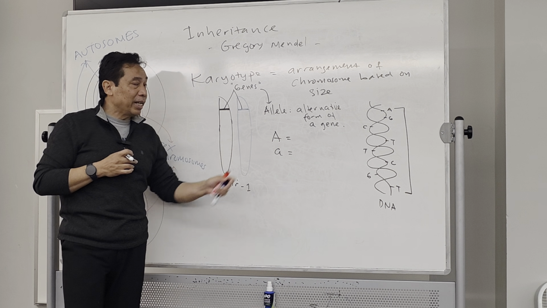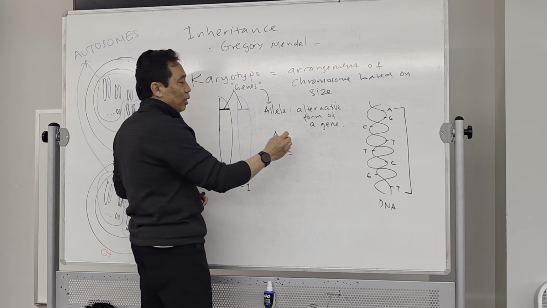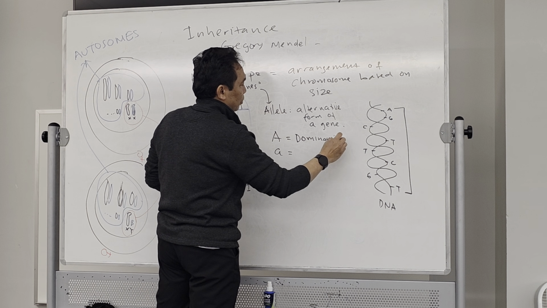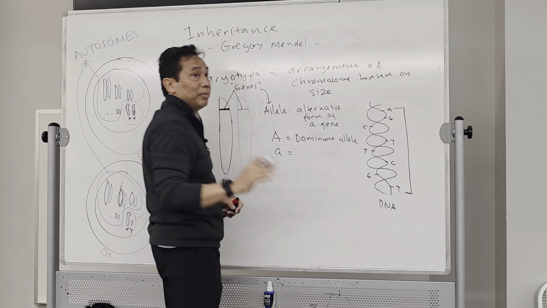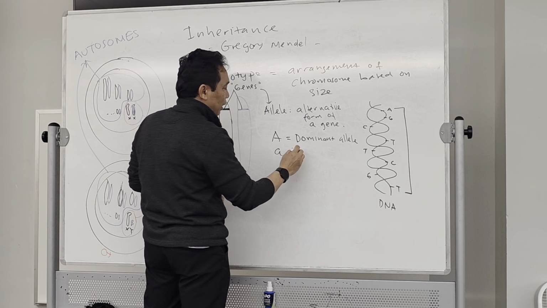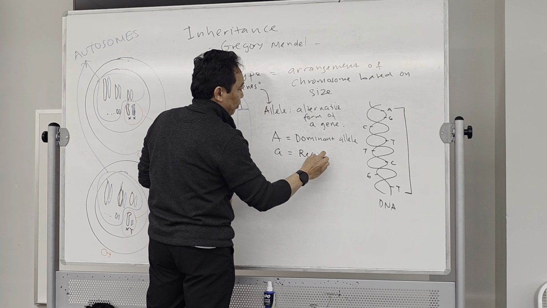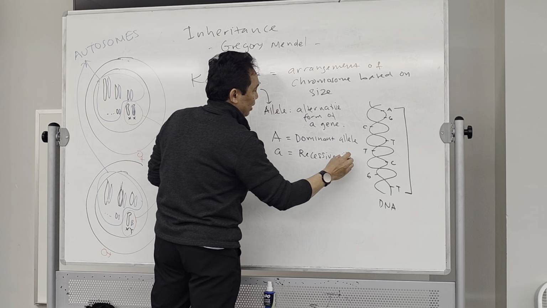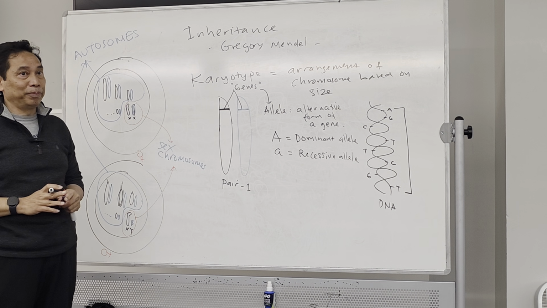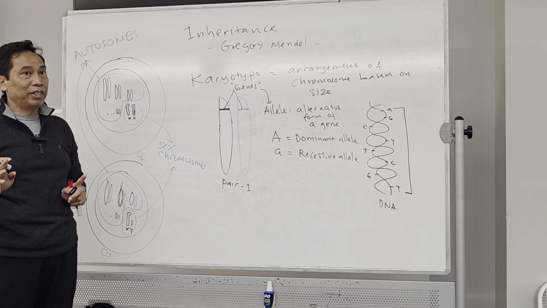Now, if we use the capital letter, this allele is called the dominant allele. And then the lowercase is called the recessive allele, for a specific gene. Can you follow this one first?